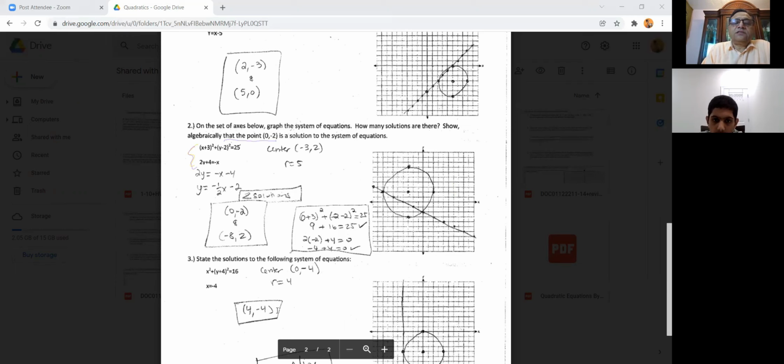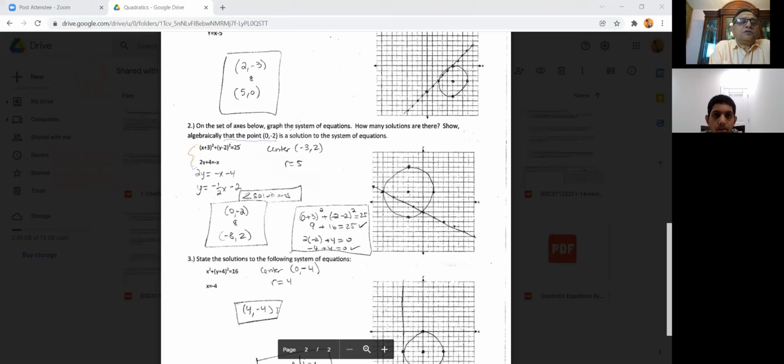Now, on the set of axes below, graph the system of equations. So you have drawn a graph. How many solutions are there? That is very critical. When you graph, you can figure out, do we have one solution or do we have two solutions, or no solution. Now, algebraically, let us figure out how do we find the solution. Can you do that part? No, that's what I need help with algebraically.